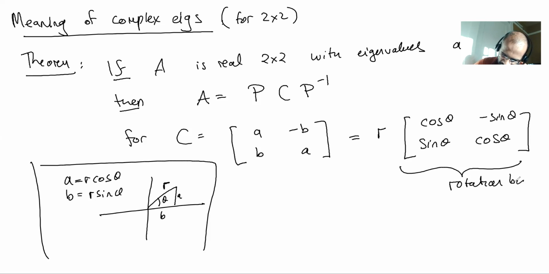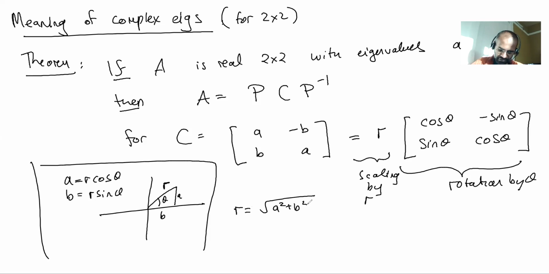So this is rotation by theta, and this is just scaling by R. And this R is equal to the square root of A squared plus B squared. The meaning is, it's not a complicated proof, but I don't really want to dwell on it in the course. This is meant to just be an introduction to complex eigenvalues, so the next time you see them, you're a little more familiar. But roughly the meaning is it's rotation.